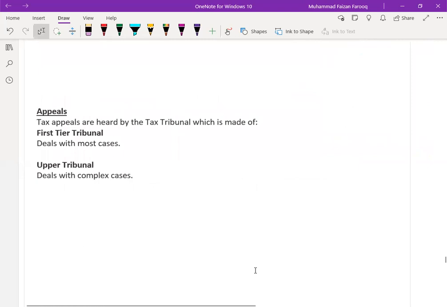If you are not happy with any decision which HMRC is taking against you, you can go to appeal. You can ask the first tier tribunal with the normal cases, which are mostly the ones discussed here. And if you have a very complex case, you can go to upper tribunal to make an appeal against the decision taken by HMRC against you. So this is the second topic, which is known as appeals.